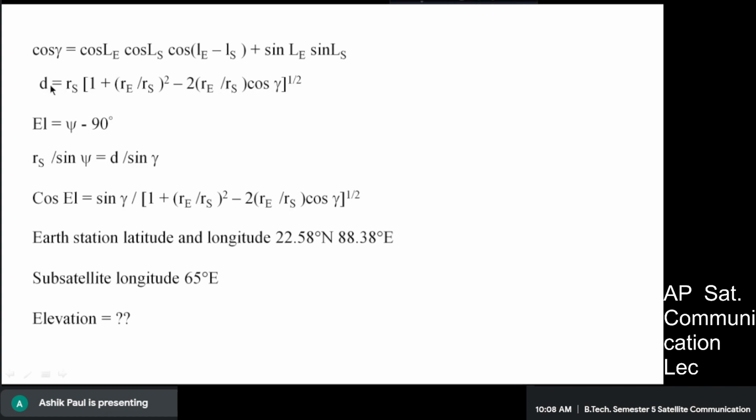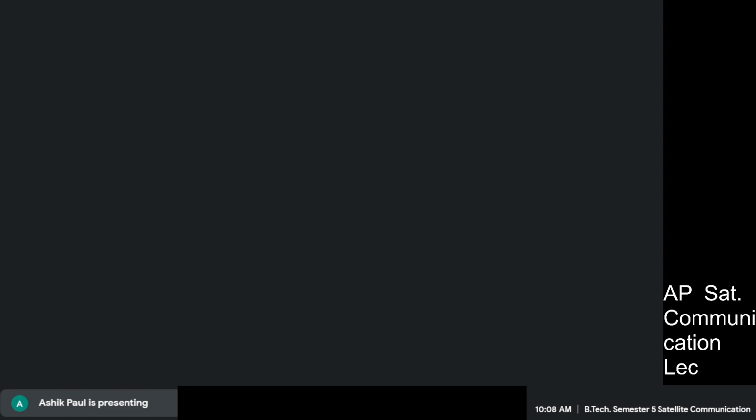And from there, if you take the square root and you take rs as the common factor, you get an expression which is something like d equals rs times 1 plus re by rs whole square minus 2 times re by rs cosine of gamma, whole to the power half.